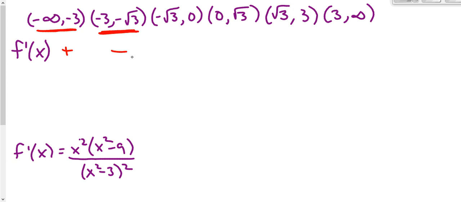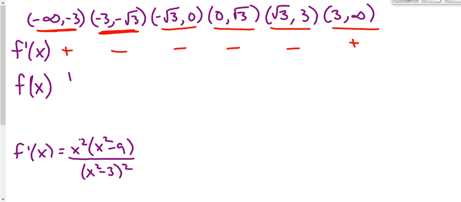Then you move on to the next interval, you pick something in there. Let's say you pick -1, you plug it in the derivative and it's negative. Now you pick a number in the next interval, let's say you pick +1, you plug it into the derivative and it's negative. Next interval, you get a negative. Next interval, you get a positive. So what does that tell us about f of x?